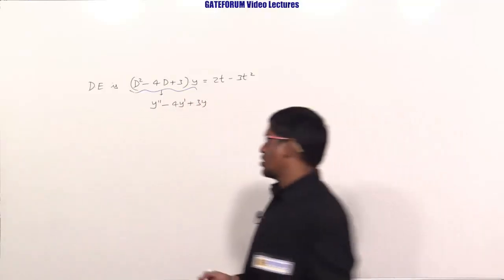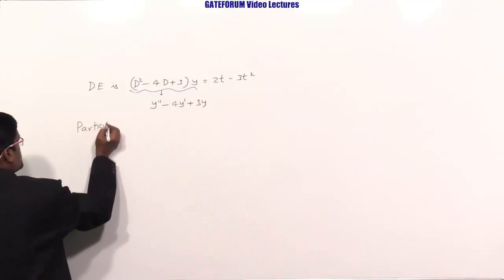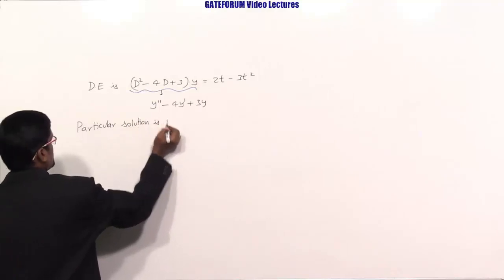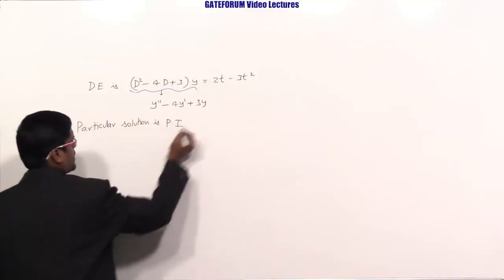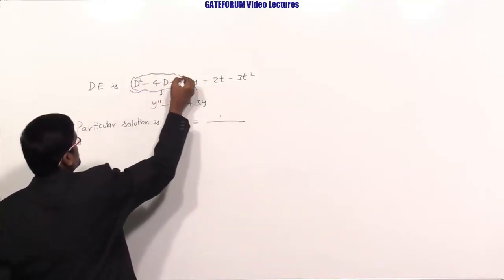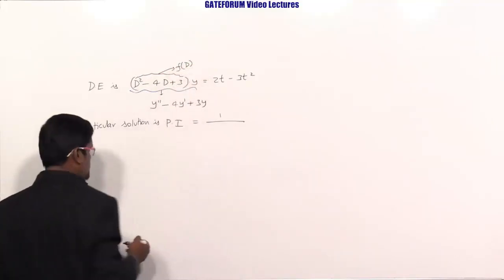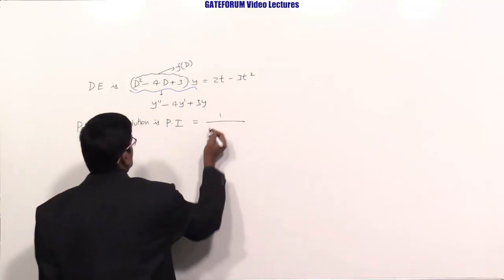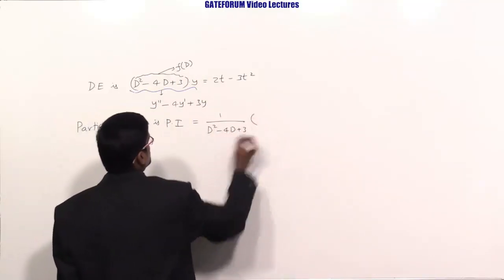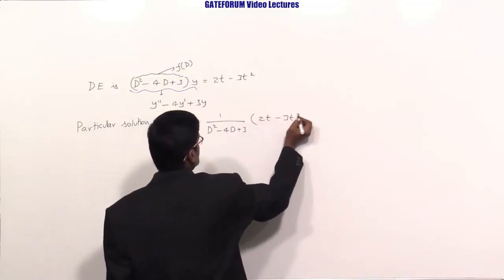Now they are asking particular solution. So particular solution is nothing but particular integral, with short form PI, is equal to 1 upon the operator, which is generally denoted by f of d, a differential operator, d square minus 4d plus 3, into the RHS of the equation, that is 2t minus 3t square. This is the procedure.